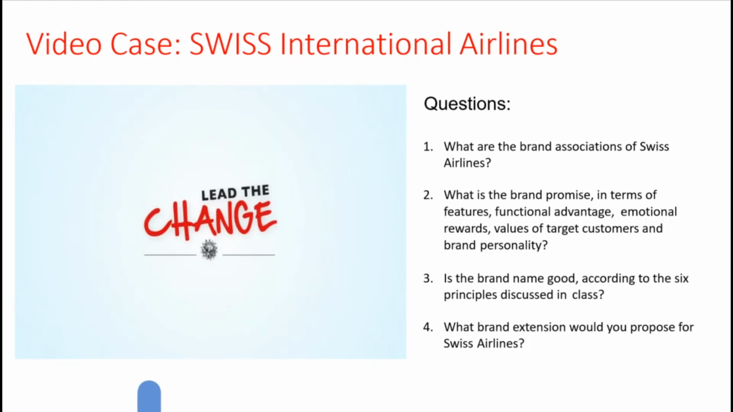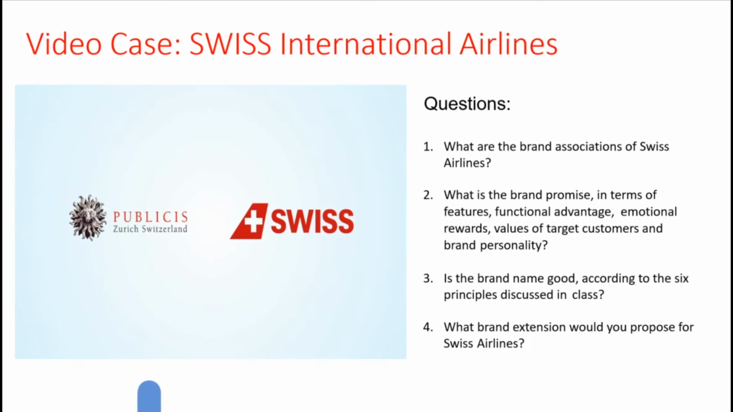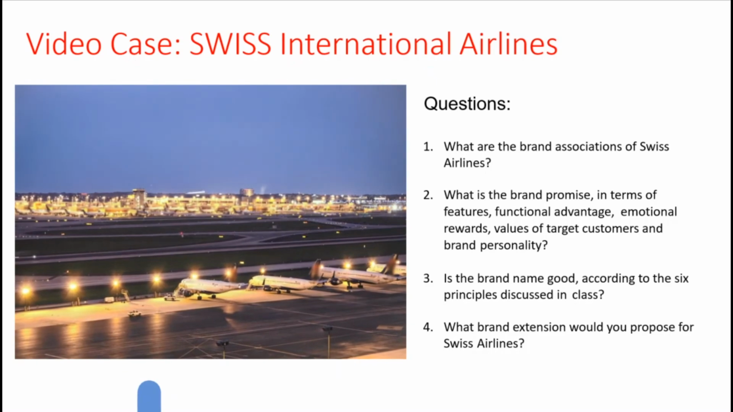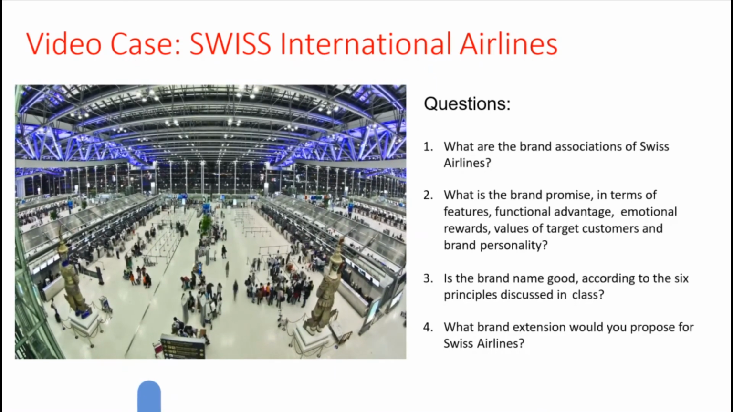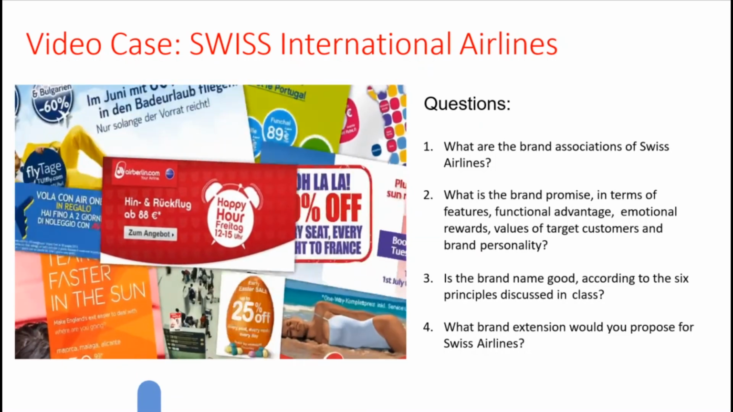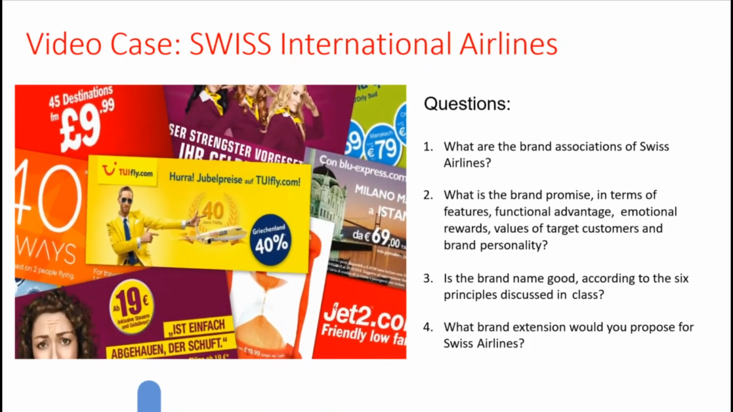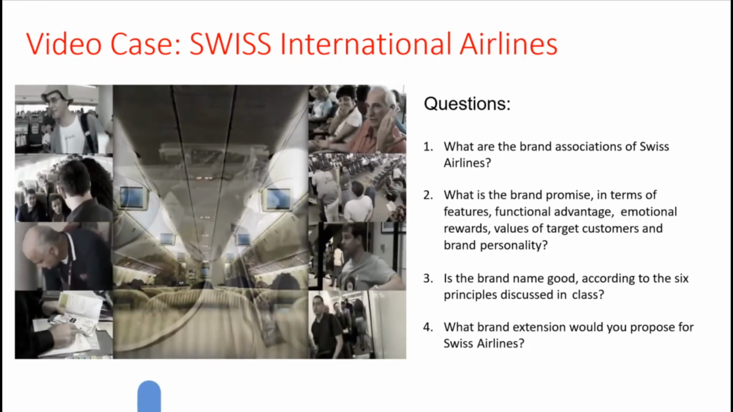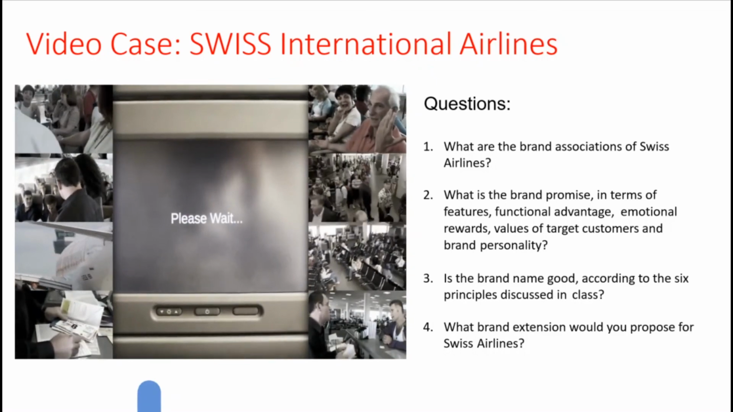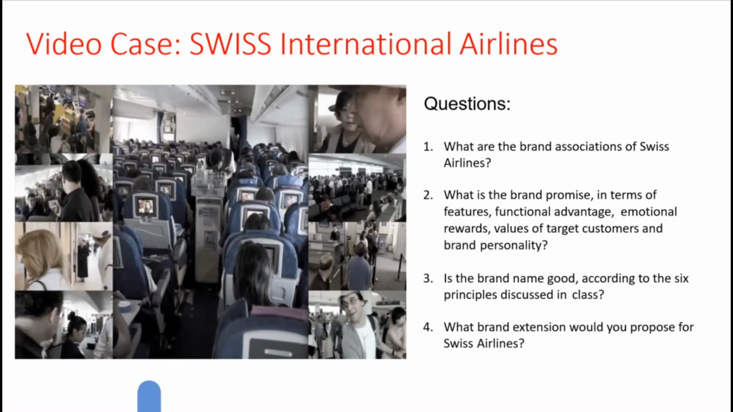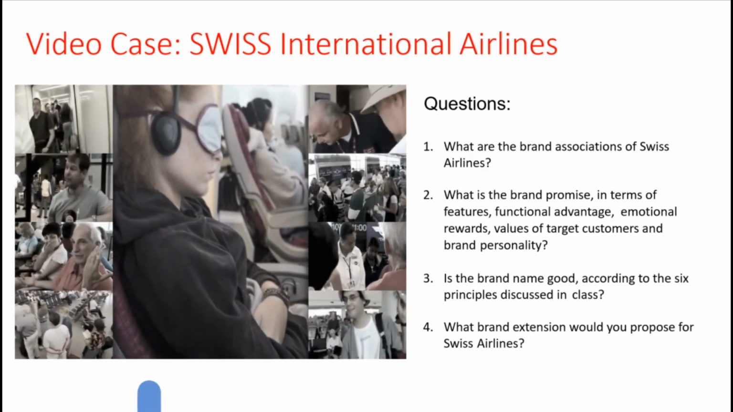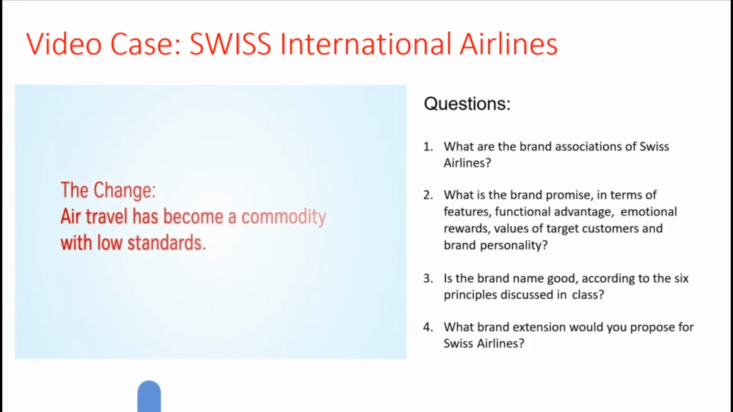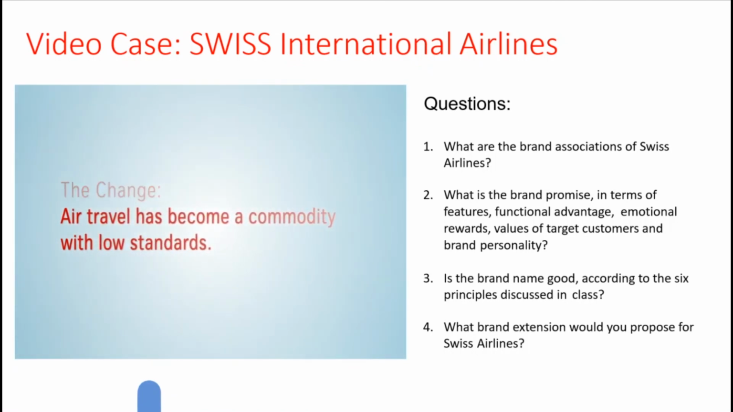Lead the change. Publicis Zurich presents Swiss International Airlines, the airline of Switzerland. The rise of the discount airlines with ultra-low fares puts pressure on many national carriers to offer the same. It's a price war, with airlines communicating ever lower fares and bigger discounts, fighting to be the cheapest. But all these savings have a cost. The battle to offer less has led to airlines actually offering less. Airplanes have become generic. For the most part, flying has become ordinary, grey. The change? Air travel has become a commodity with low standards.